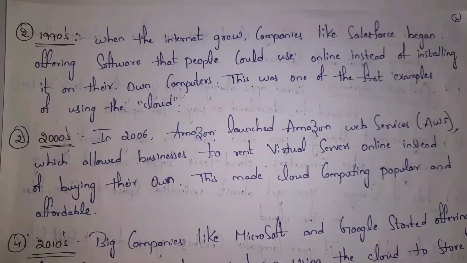And later in 2006, Amazon launched Amazon Web Services, shortly we call it AWS, which allows businesses to rent virtual servers online instead of buying their own. This made cloud computing popular and affordable. Guys, if you want to establish a company, you need to purchase servers, which is very costly. And again, in order to maintain those servers, you need to hire employees and pay salaries, which is very costly. Amazon launched the AWS website. From this website, we can take servers for rent. This made cloud computing popular and affordable.